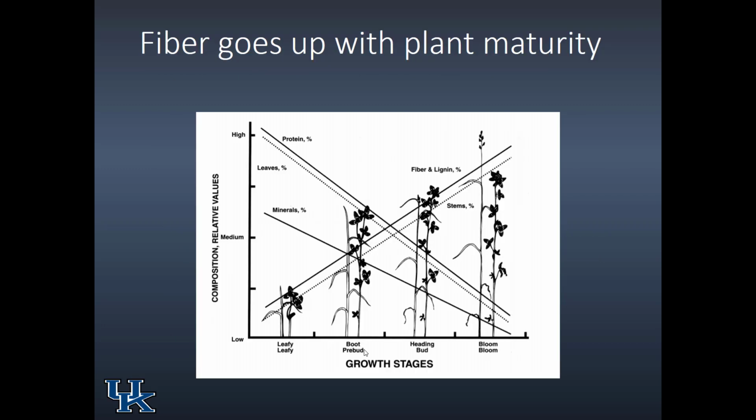And I want to remind you of a few things as we move on towards interpretation of how to feed this material. The fiber goes up with plant maturity. So as growth stage goes from vegetative to bloom, the fiber and lignin go up. And of course, that means the things we want, like protein, leaves, minerals, and digestibility, which is not plotted here, go down.